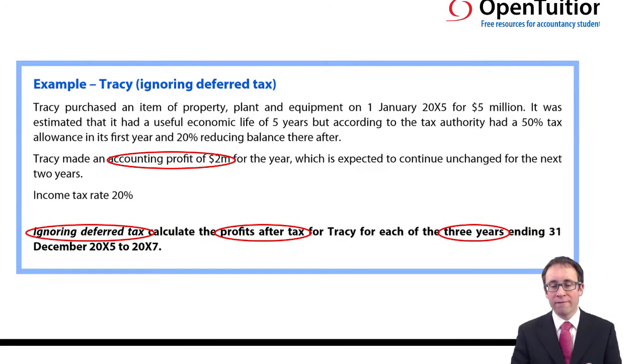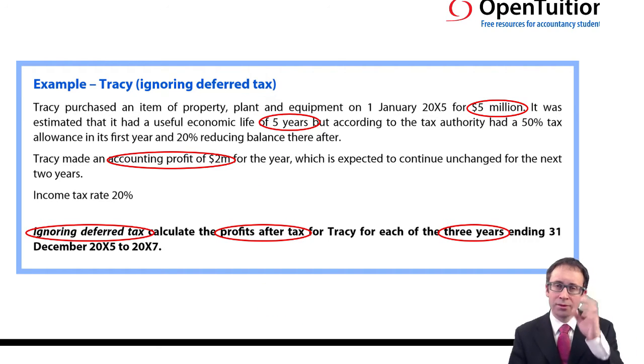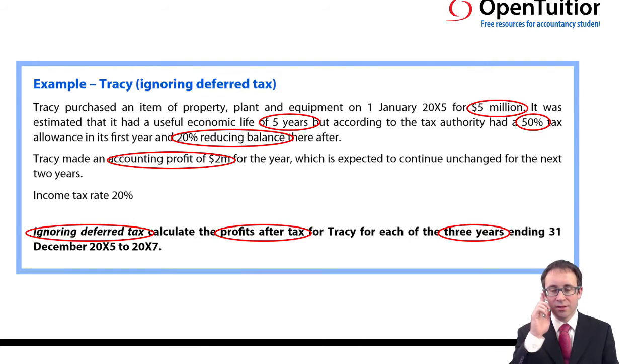So what information is there? Well, we're told that we bought this PPE for $5 million at the start of this accounting period X5. It has a 5-year life, so nice and simple. Depreciate it over 5 years is $1 million per annum. However, tax rules are different. There we get a 50% allowance in the first year and then 20% reducing balance thereafter.